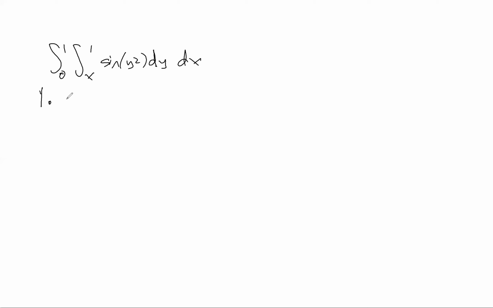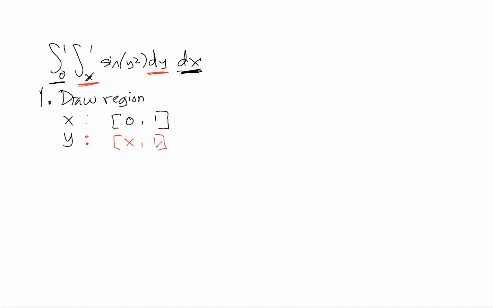So the first one is we're going to draw the original region. If we draw the region, we need to know first what the region is. Remember, x is on the outside, so x ranges from 0 to 1. And y is on the inside. So now I'm going to write the y limits. It ranges from x to 1.